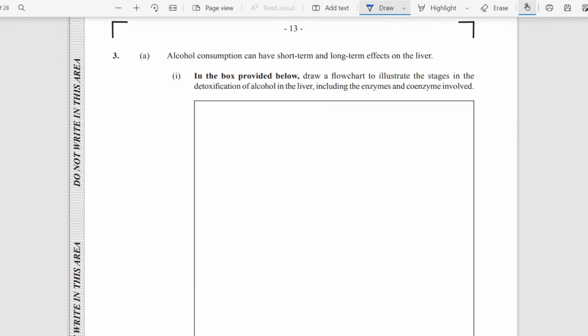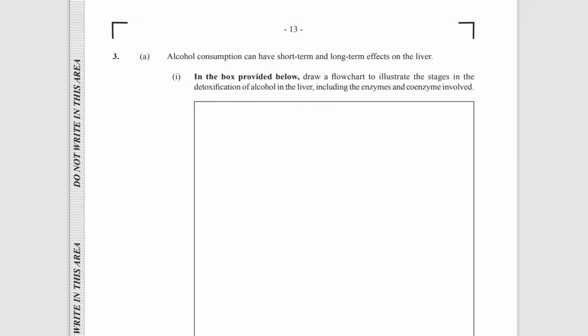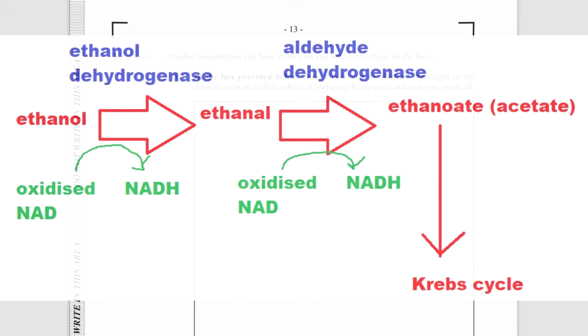Alright, so here we have the next question. Alcohol consumption can have short-term and long-term effects on the liver. In the box provided below, draw a flowchart to illustrate the stages in the detoxification of alcohol in the liver, including the enzymes and coenzyme involved. Alright, so I wouldn't really go into explaining it too much. What I'll do is I'll just post up the flowchart. And what you want to do is make sure that you have the general steps and at least one enzyme named.